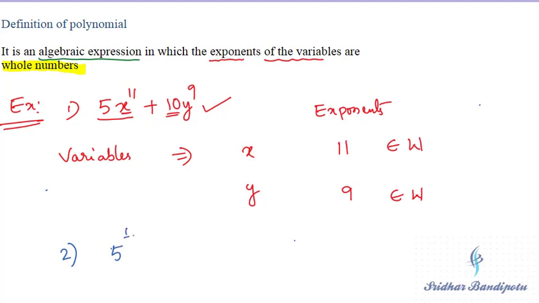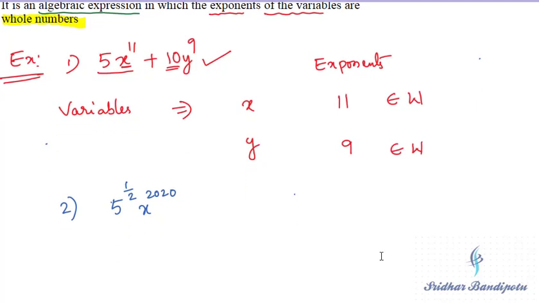5 to the power of 1 by 2 into x to the power of 2020. Now, most of the students will think that it is not a polynomial because 1 by 2 is an exponent. Okay? Of course, 1 by 2 is an exponent of the number 5.